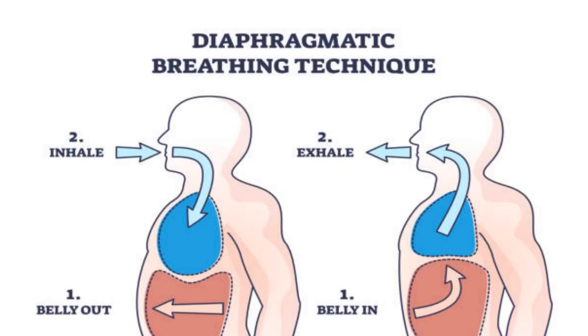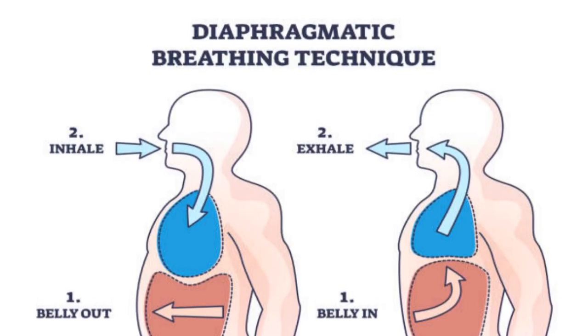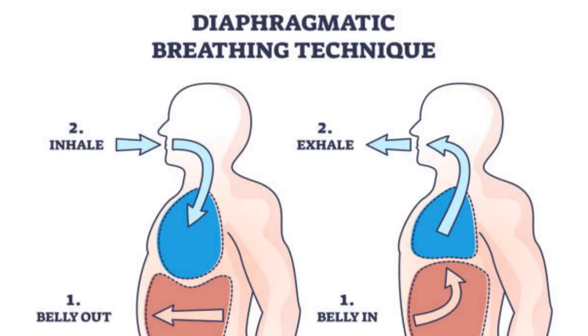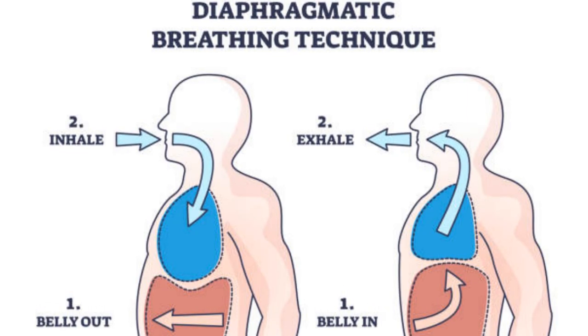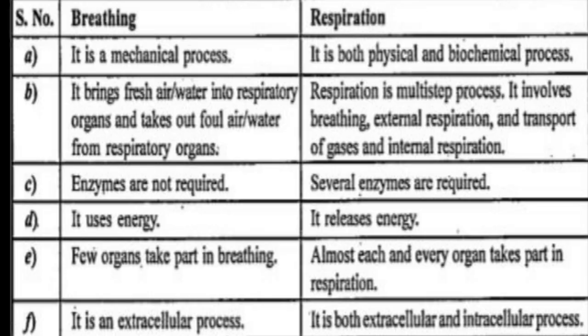What is breathing? Breathing is a physical process of taking in oxygen and releasing carbon dioxide. It is important to know that breathing is different from respiration, but both are closely related. Respiration happens in different parts of plants.